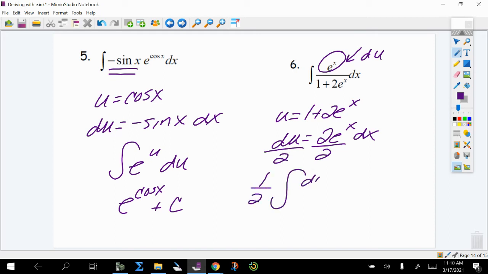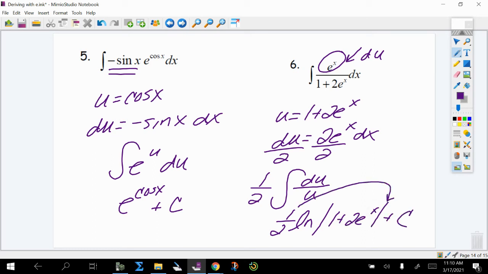This is a du over u form. Again, looking for that form to be our natural log form. So you get 1/2 the natural log of 1 plus 2e to the x. You could also write the 1/2 as the power, so you could say it's natural log of the square root. I usually don't do that. I think it's easier just to use this form, especially if you have an absolute value button close by.